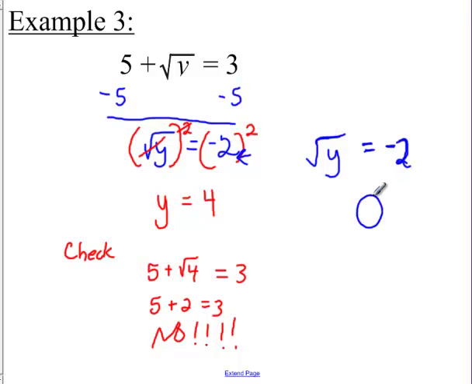Our friend, the null set. There is no answer to this problem. Make sure you remember that if you're looking at a question that says the square root equals a negative number from any point in the problem, from the start or the middle of the problem, you're automatically done because that makes no sense. The positive isn't written, but it's understood.